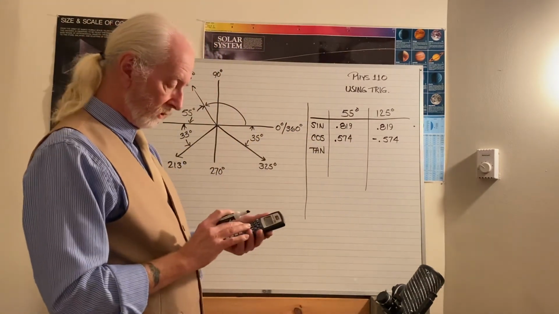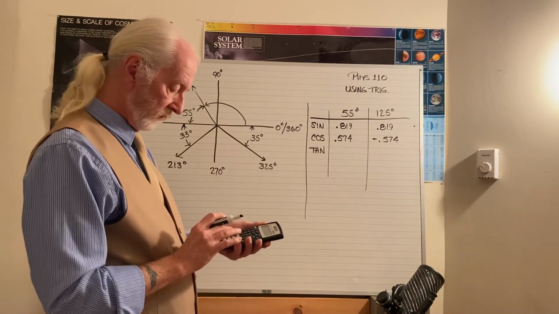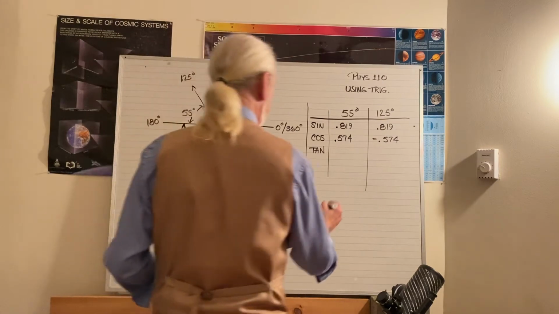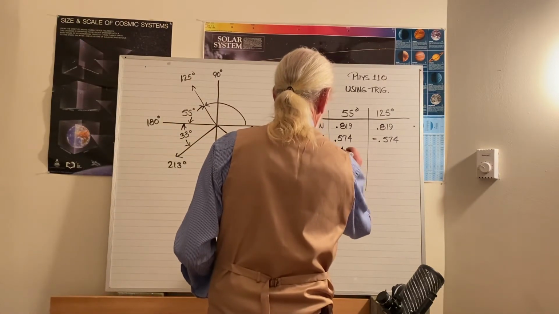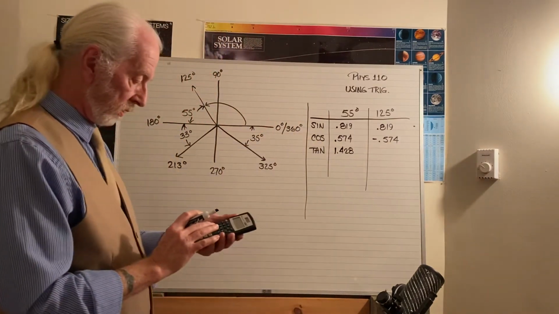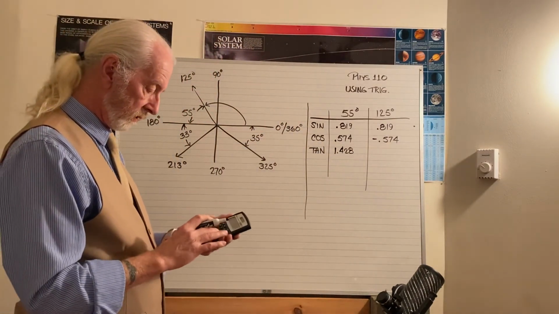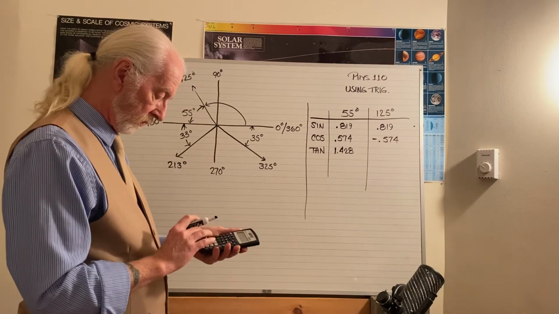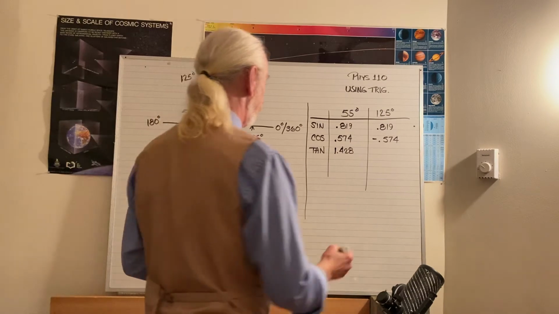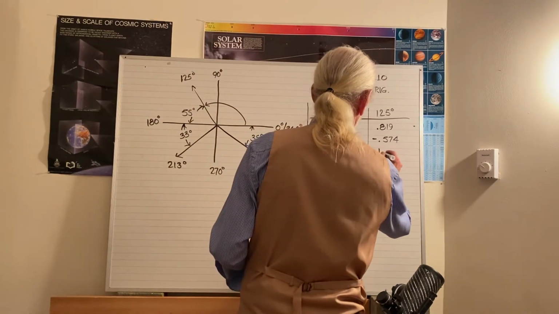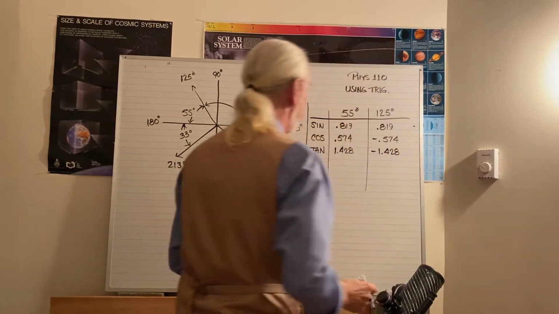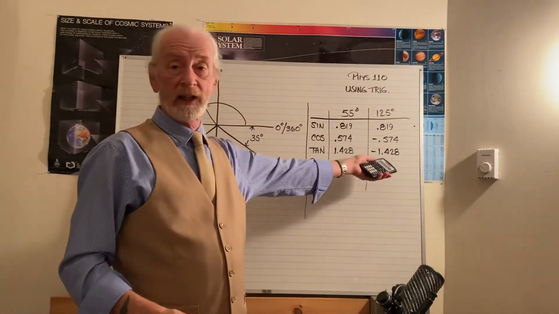Let's do tangent. Tangent of 55 degrees, I get 1.428. All right, so now let's do the tangent of 125. Tangent 125, I get a negative 1.428. That's starting to get a little ugly.